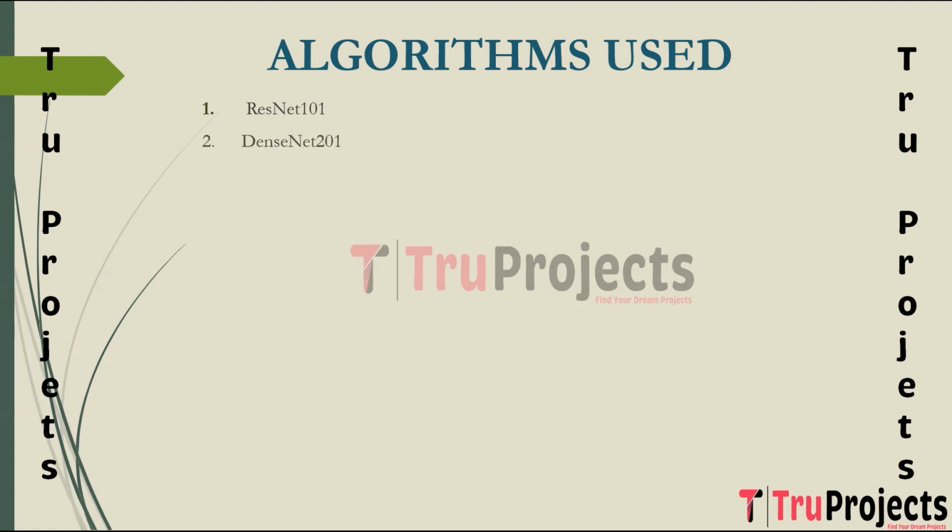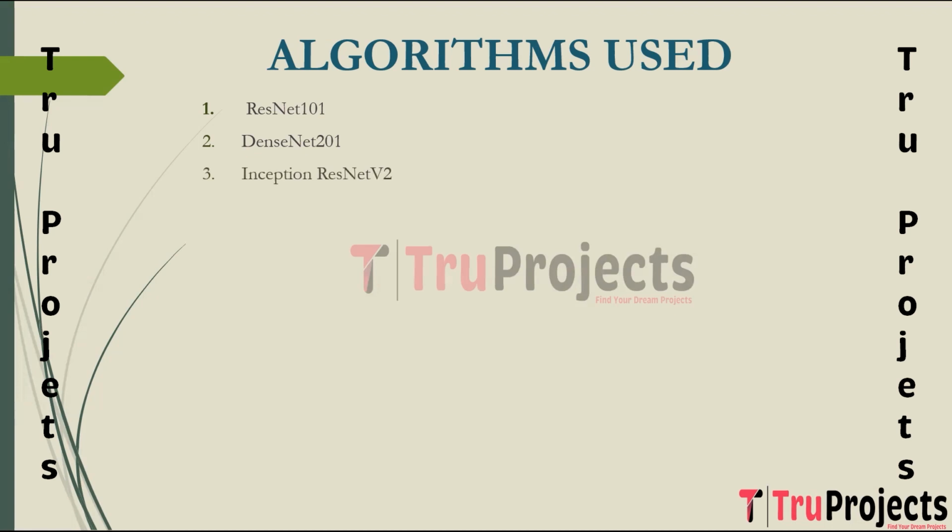Coming to DenseNet 201, it is a densely connected convolutional neural network architecture that maximizes feature reuse across layers. It uses dense blocks where each layer receives input from all preceding layers. It is utilized for its parameter efficiency and feature reuse, leading to effective learning. It helps in capturing intricate patterns and relationships within the dataset.